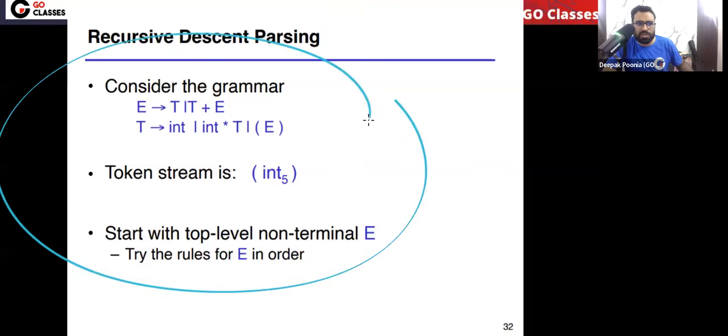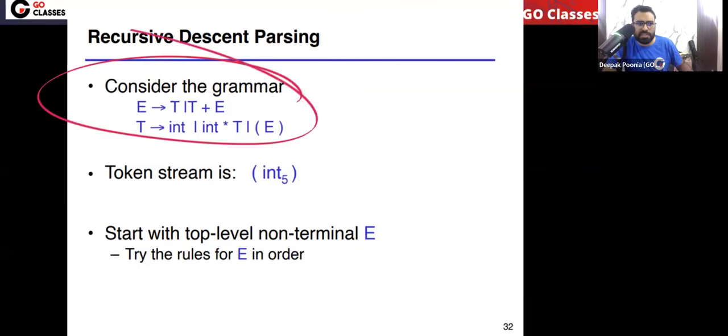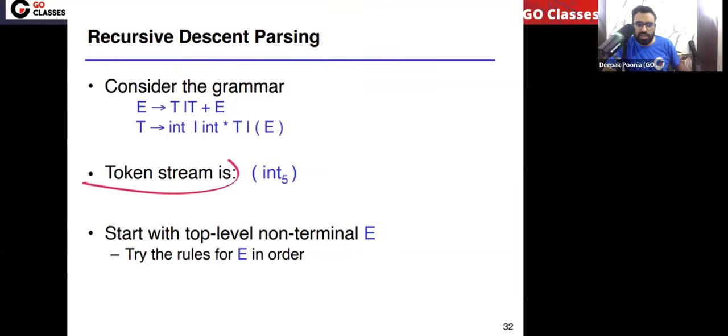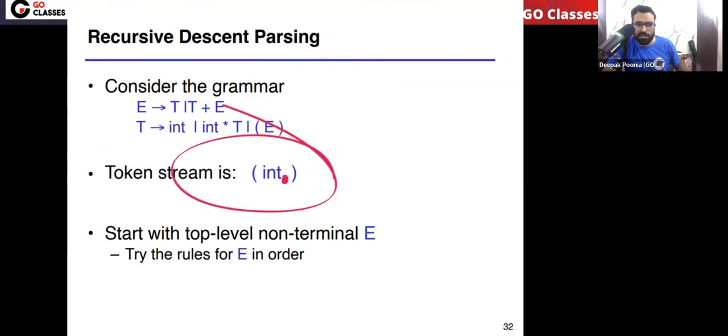Let's consider this example also. So here this grammar is given to us, and the token stream, meaning the input string, is given to us. Forget about this 5. So you can see this input string is given to us. So we need to apply the recursive descent parsing. We will start with the top level non-terminal e. This e is the start variable.